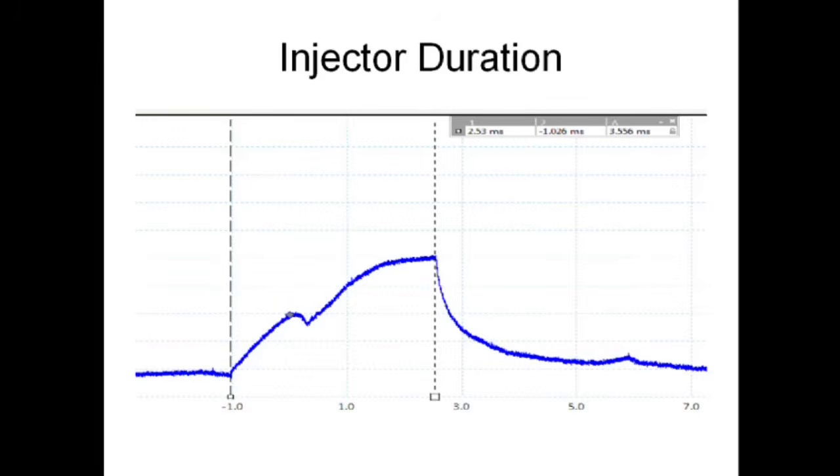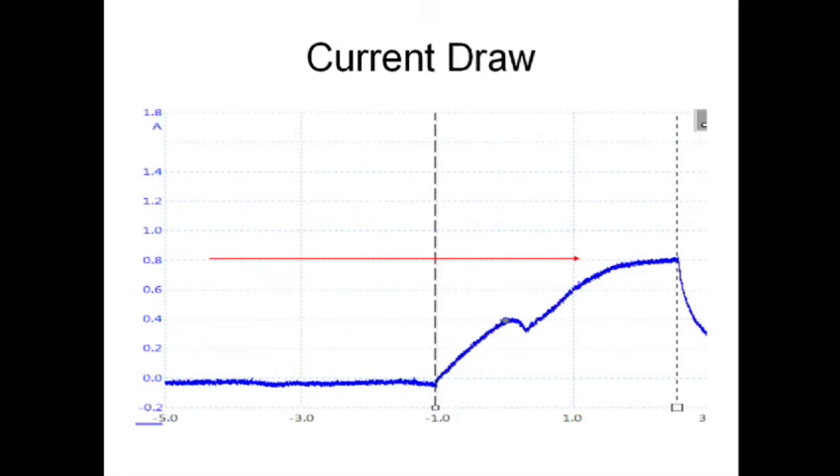We can also measure injector duration, as you see here. We can measure from the time the current flows to the current stops, and we can see that we have 2.53 milliseconds. We can also measure that this injector had a current draw of 0.8 amps, or 800 milliamps. We can measure the current flow of the injector.